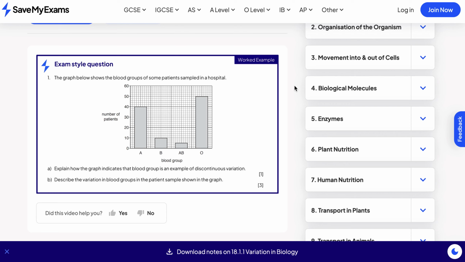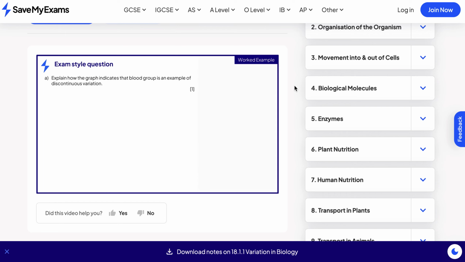In this exam question, we're given a graph that shows the blood groups of some patients sampled in a hospital and asked to explain how the graph shows that blood group is an example of discontinuous variation and to describe the variation in blood groups in the sample shown in the graph. In part A, we need to look at the features of the graph. It has separate bars used to represent discontinuous data, so we can answer the question by stating that there are gaps between the bars, or by identifying the graph as a bar chart rather than a histogram.